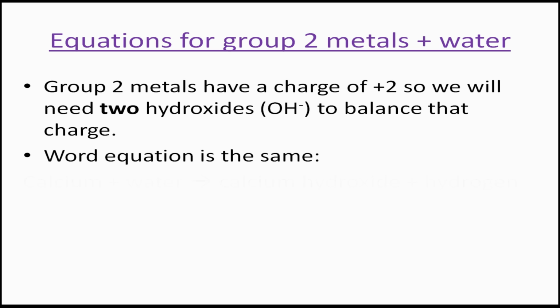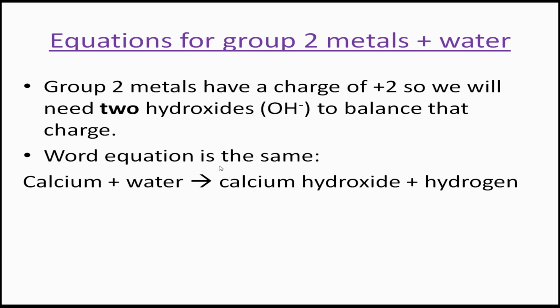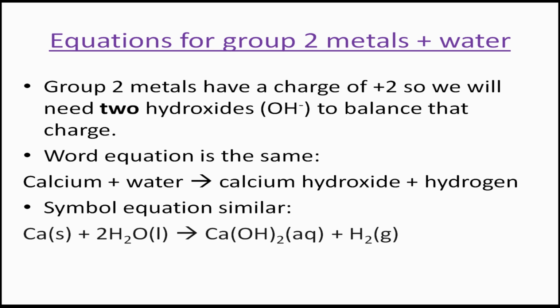The word equation is still the same, as I said earlier. Calcium plus water makes calcium hydroxide plus hydrogen. But the symbol equation is slightly different. Similar, but different. Starts off the same. We get calcium, solid, but only one of them this time, plus 2 waters, liquid, makes calcium hydroxide. So we've got Ca and then in brackets OH, close brackets 2. What this means is we've got 2 hydroxides attached to the 1 calcium. And then we also get the hydrogen gas.